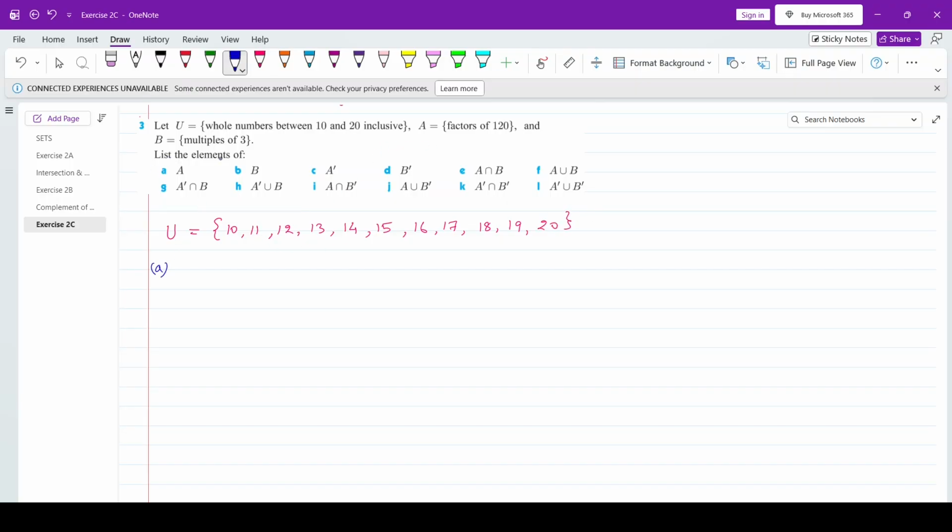Part A says list the elements of A. Now what is A? We know A is a set of factors of 120. So what are the factors of 120 that are between 10 and 20 inclusive? That will be 10, 12, 15, and 20.